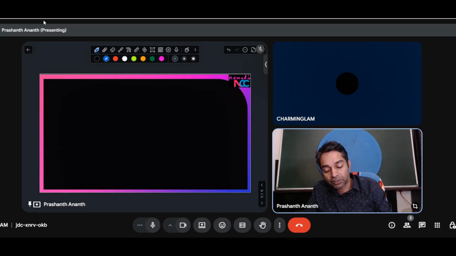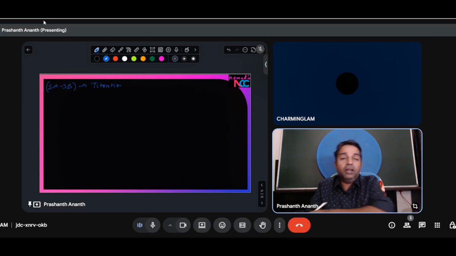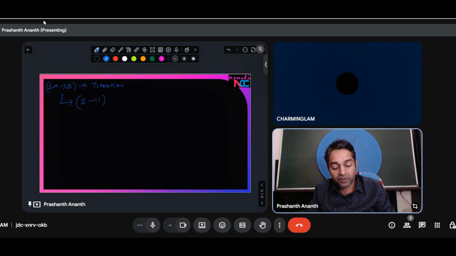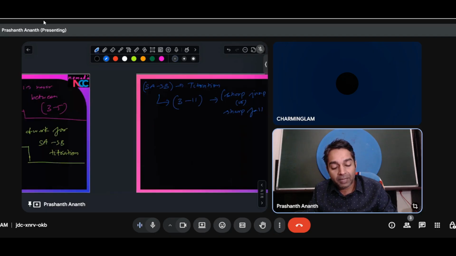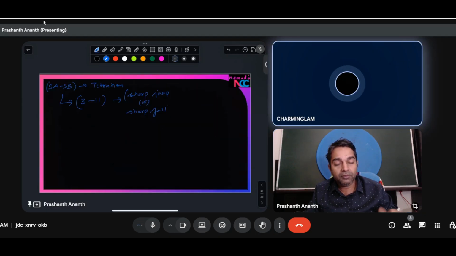So, strong acid, strong base titration. We ended up having the jump or fall from 3 to 11. So it was either a jump or a fall. So, sharp jump or sharp fall. What does that really mean? That means we are going to be going down fast or going up fast?